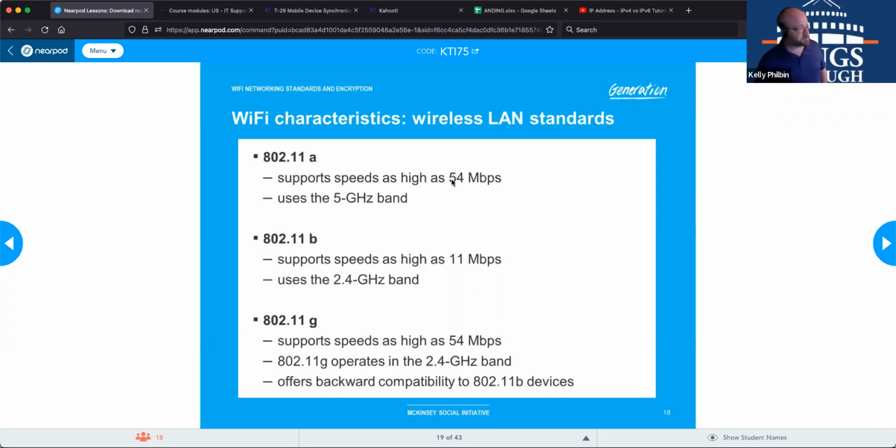What you need to remember, though, is for A, 54 megabits per second, 5 gigahertz bandwidth. For B, 11 megabits per second, 2.4 gigahertz bandwidth. The 802.11 standards were one of those things I wrote down on the lists that I went over every day, because there will be multiple questions with regards to the wireless standards on the test.